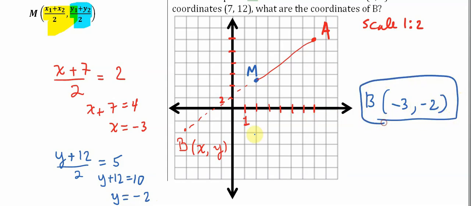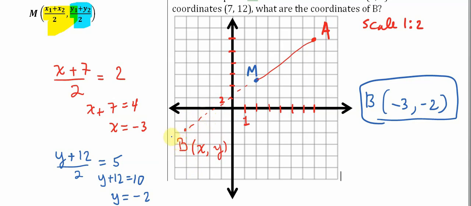Which seems reasonable. It's roughly in this region, right? My estimate here wasn't exactly spot on, but it should be over here somewhere. Relative to point A and point M, it should be left and down.